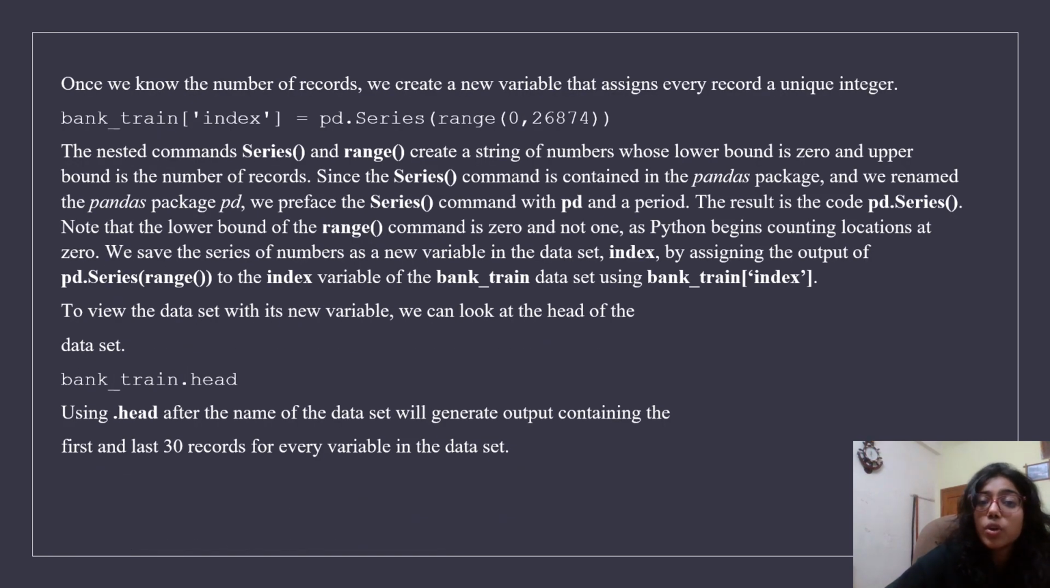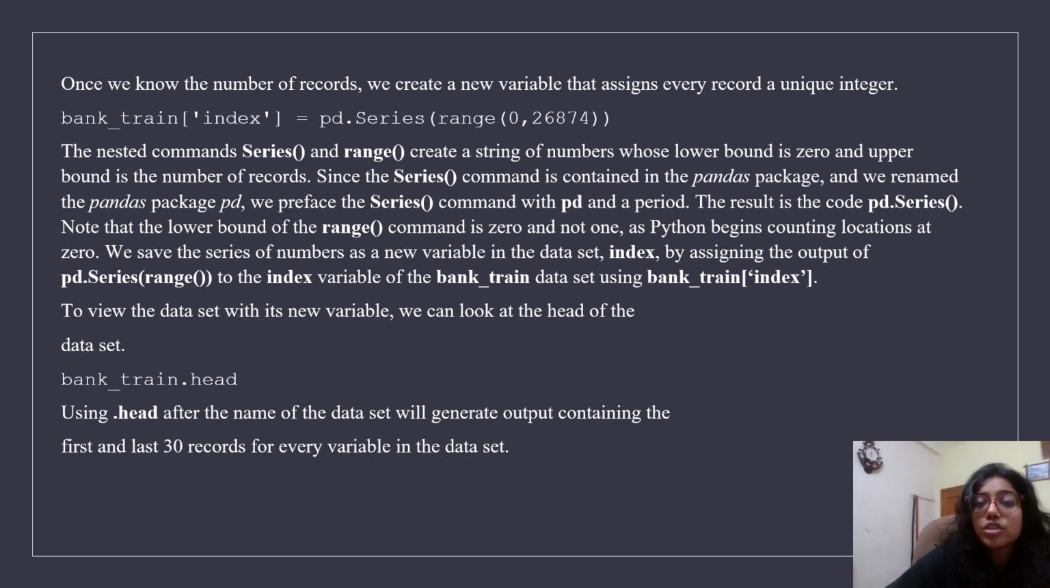Once we know the number of records, we create a new variable that assigns every record a unique integer. The nested commands series and range create a string of numbers whose lower bound is 0 and upper bound is the number of records. Since the series command is contained in the pandas package and we renamed the pandas package pd, we preface this series command with pd and a period. The result is the code pd.Series.